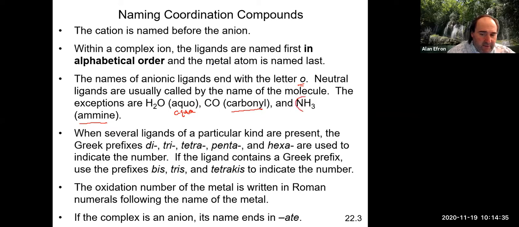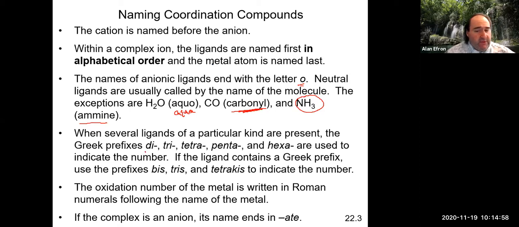So we don't call it ammonia here. We do call it amine. CO is carbonyl, we call it. Again, aqua or aquo for water. So there are some special names of certain ligands, and we'll see a table of that in just a bit here. Now, if we happen to have more than one of those ligands in the molecule itself, we do add prefixes.